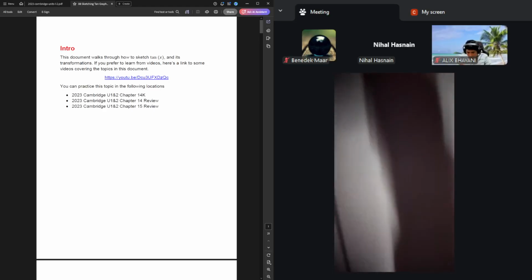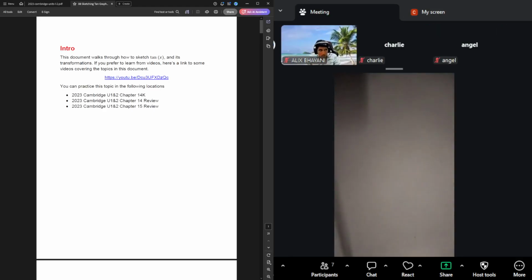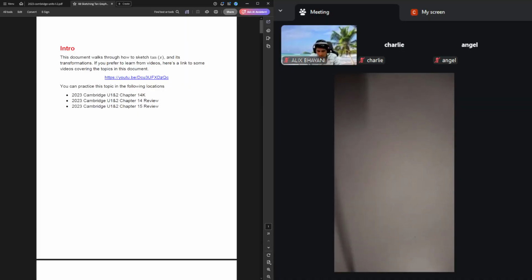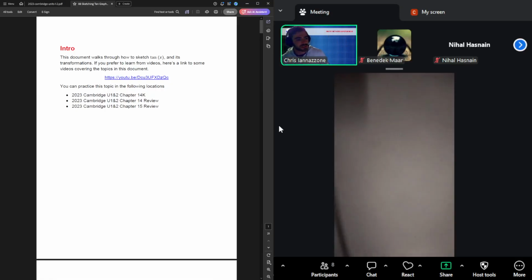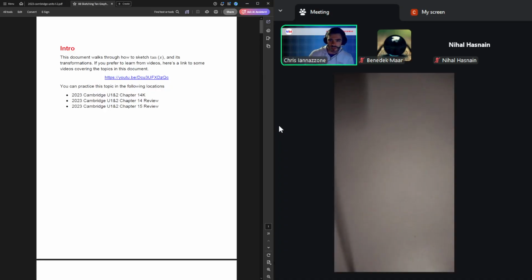Quickly introduce the class for those who are new here. Basically, the plan for today is to continue on with our circular function related stuff. Last Monday we were looking at the sketching of sine and cos. Now we're going to move on to tan.